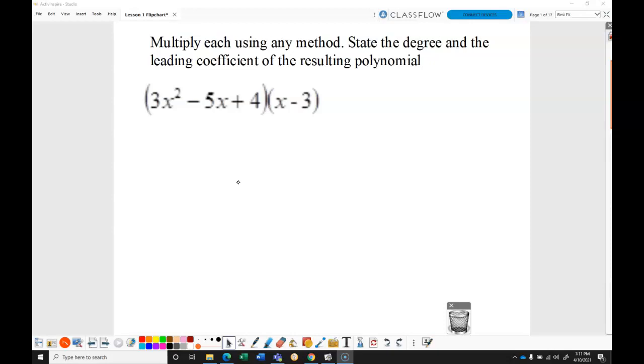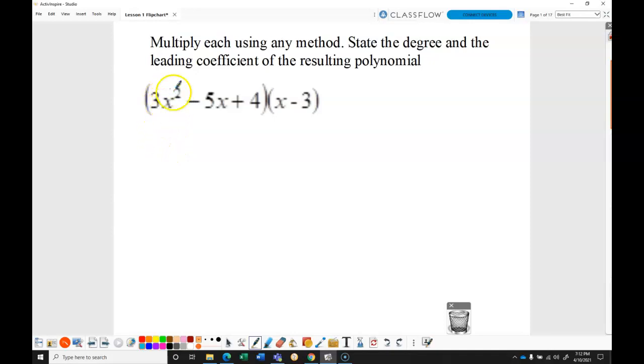So the very first thing says to multiply using any method and then state the degree and the leading coefficient of the result. So I'm going to use the extended distributive property here. And what that means is I'm going to do 3x squared times x and then 3x squared times negative 3. And then I'll come back and do negative 5x times x and negative 5x times negative 3. And then what I'm going to do last is the 4 times the x and the 4 times the negative 3. So that's the extended distributive property.